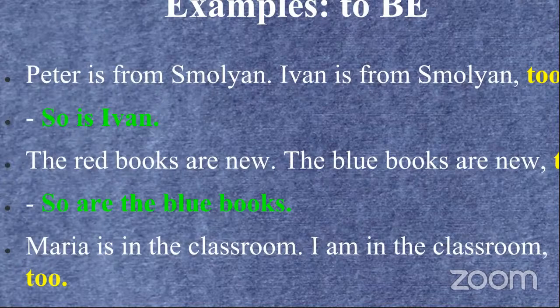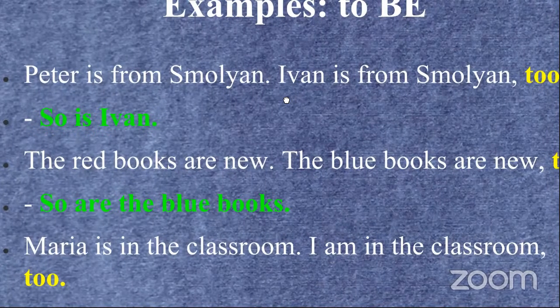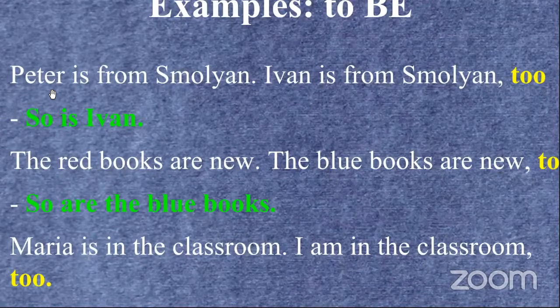In sentence number one, we have two different sentences, okay? Sentence number one is Peter. Sentence number two is Ivan. Both are from that country. But if I want to omit it, a long sentence, we can use agreement. We can say, Peter is from Slovenia. So is Ivan. So is for affirmative. Is because the principal sentence has the verb to be, and then we have the subject. So is Ivan. Is an agreement.